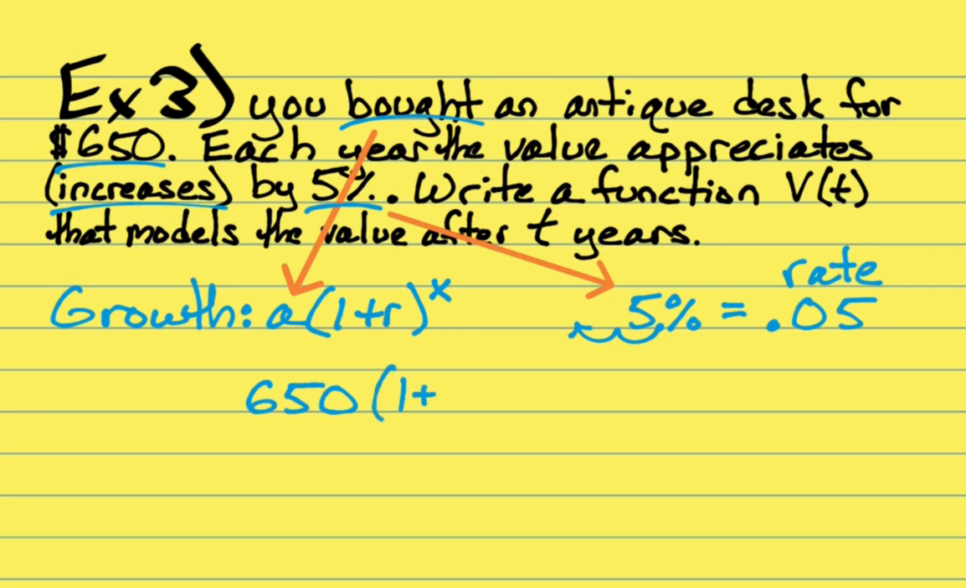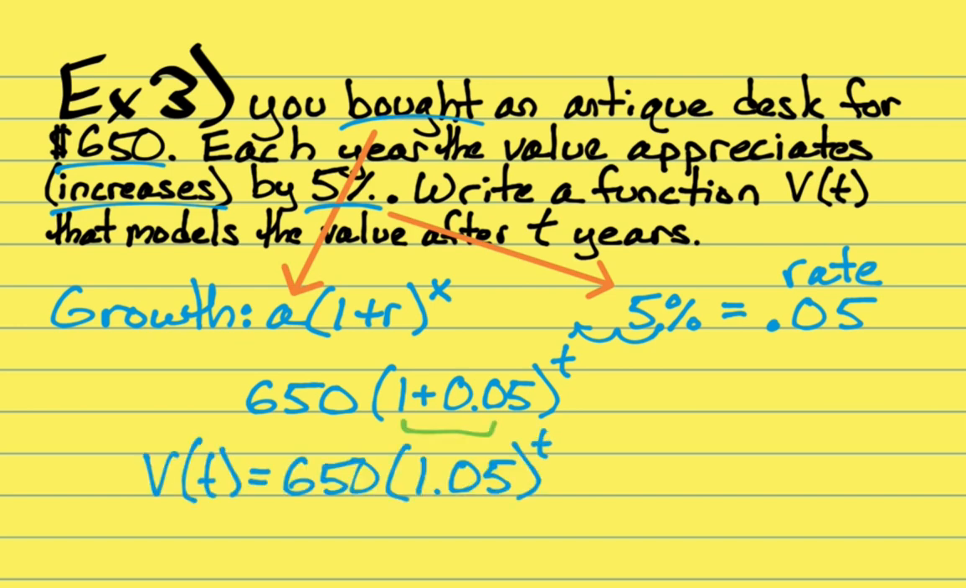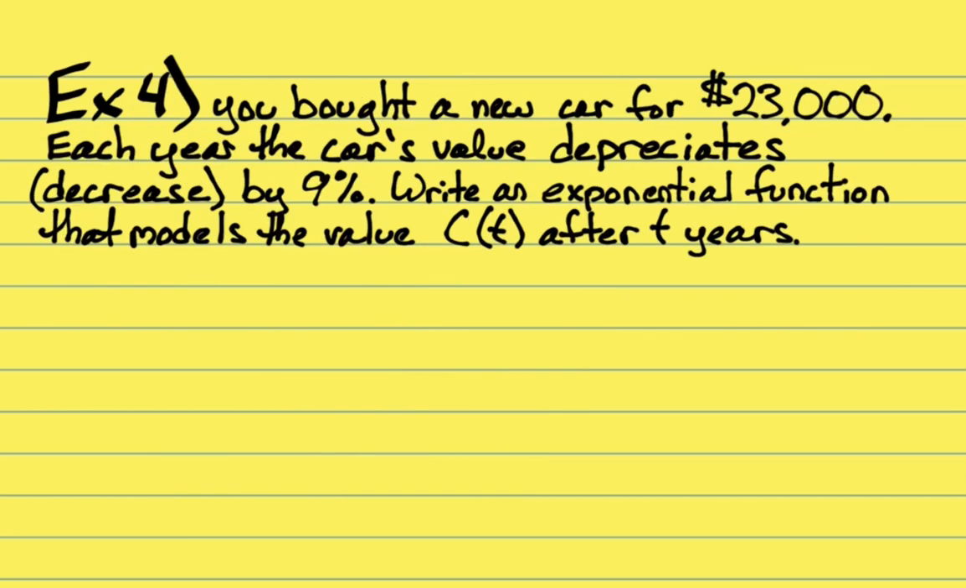Next to the 650, put an open parenthesis and then a 1 plus. The rate of 0.05 goes after it. And then that gets the power of T in this case because T is representing time in years, not X. But it means the same idea. You'll want to simplify what's in the parentheses for the final answer, meaning 1 plus 0.05 equals 1.05. And that's it. So I recommend for this last one that you pause the video and just give it a shot.